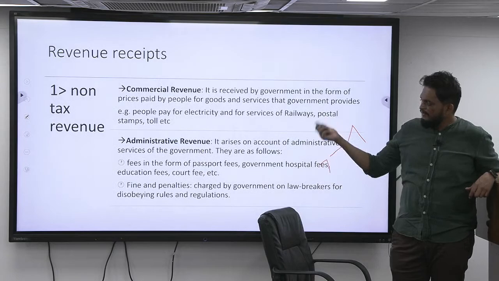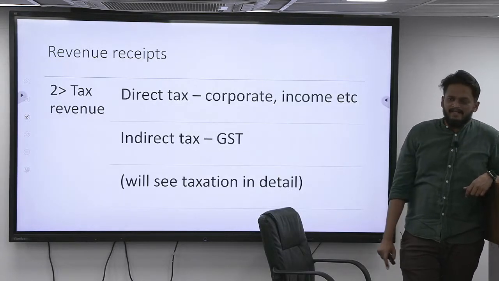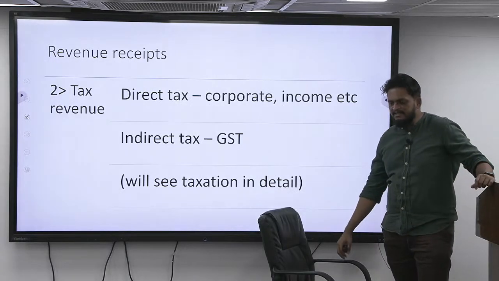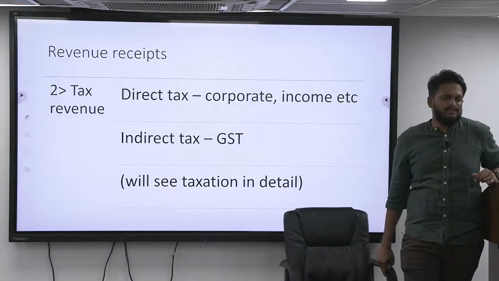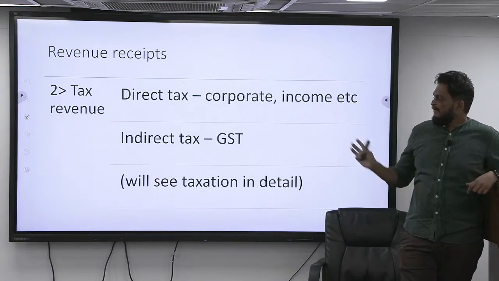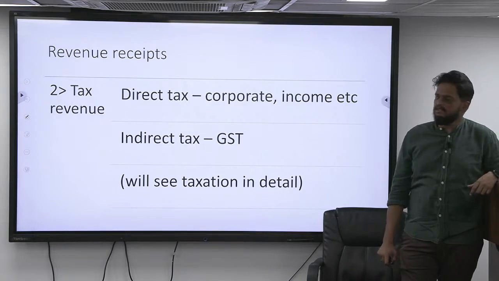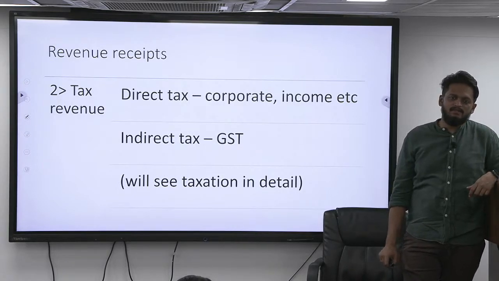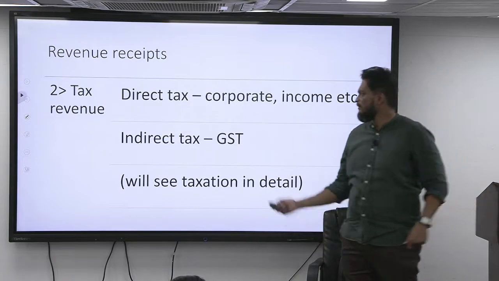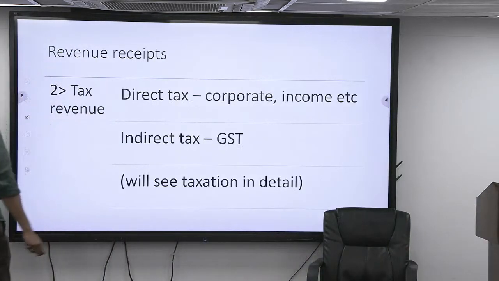So far we have seen non-tax revenue. Next is tax revenue. Tax revenue we will see in detail. Taxation is an important tool of fiscal policy, so we will have a detailed discussion of taxation. But here I have just given examples. A direct tax example is corporate tax, income tax. An indirect tax example is GST. So this is basically tax revenue.